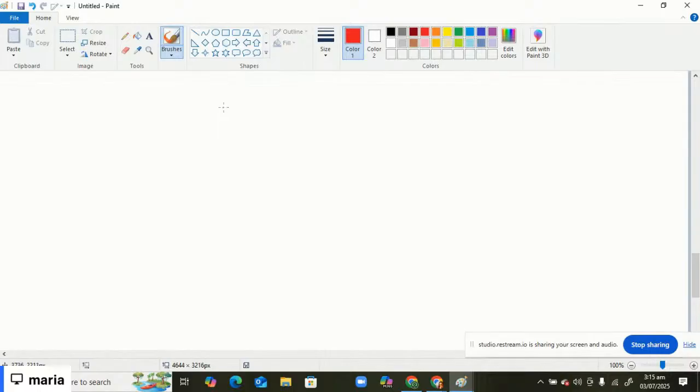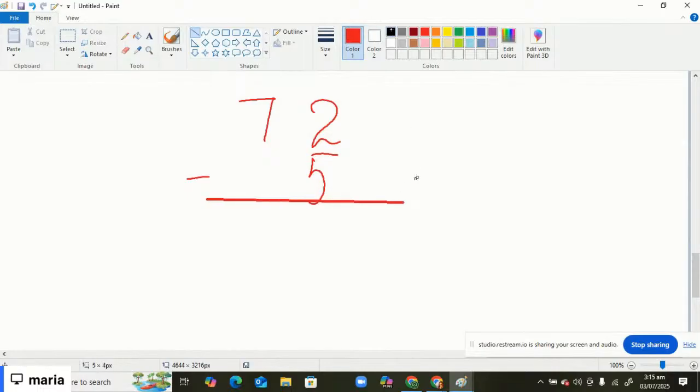Now let's do this one. You guys tell me the answer. 72 minus 5. Now everyone solve this question on the notebook and then tell me the answer, please. What do we do? 2 minus 5 is not possible. So for that reason, from where do we take a borrow? From the 7. We take a borrow from the 7.